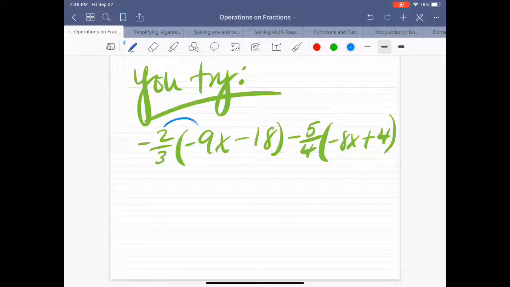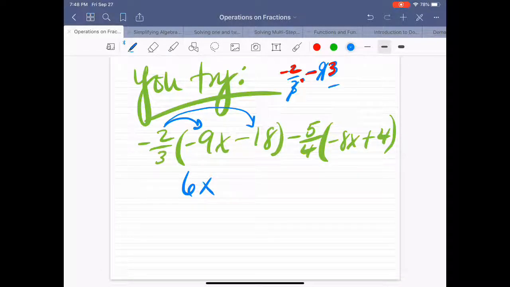Okay, so we are distributing a negative 2 over 3. So we are going to do negative 2 over 3 times negative 9. So let's simplify. 3 goes into 9 3 times, and then we're going to multiply everything that's left over. So we have a negative 2 times negative 3 left over. So multiply those two, you get positive 6. Don't forget the x. Then we're going to do negative 2 over 3 times negative 18. Okay, so 3 goes into 18 6 times. So multiply whatever you have left over. And it's negative 2 times negative 6. And then negative 2 times negative 6 is positive 12.